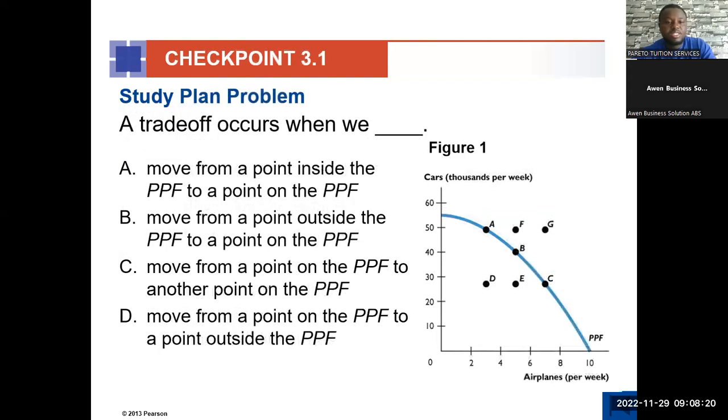Okay. All right. So, multiple choice. A trade-off occurs when we... Can you answer this one? When we move from a point on a PPF to another point on the PPF. So that is option C. Option C. All right.